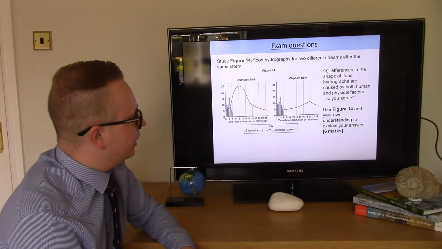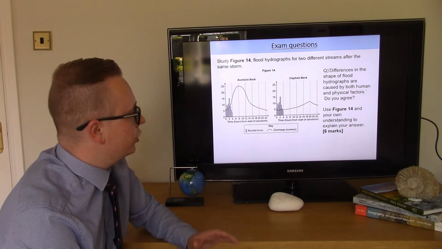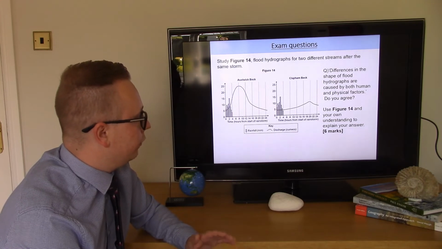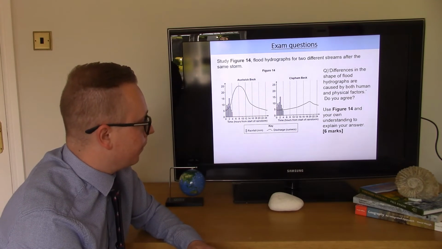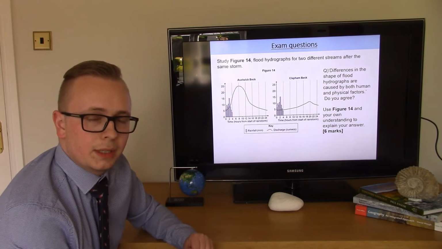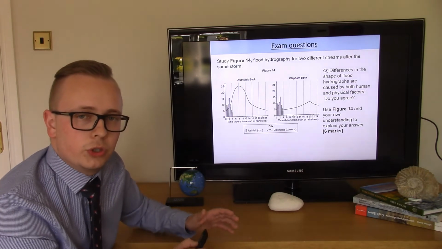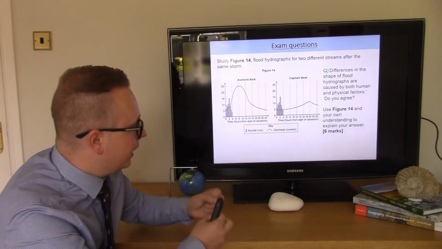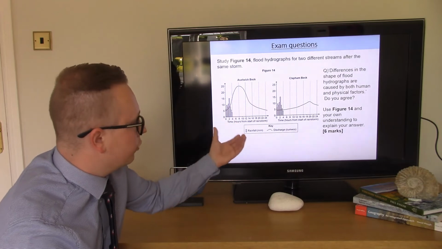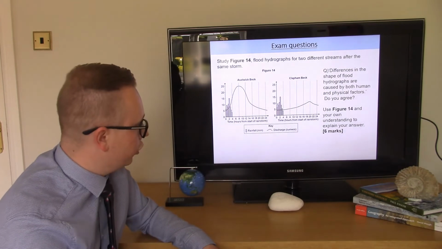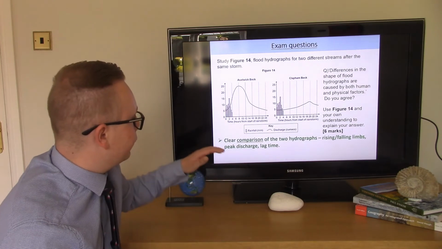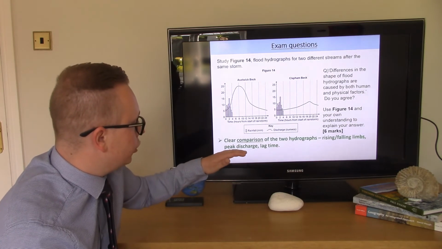And then the question states, we've got a statement first of all, it says differences in the shape of the flood hydrographs are caused by both human and physical factors. Do you agree? Use figure 14 in your own understanding to explain your answer. Now there's a lot of overlap actually with the previous question. There's some knowledge here explaining physical and human factors, but we also need to talk about these hydrographs and make some links. So first of all, we need to have a clear comparison of the two hydrographs.